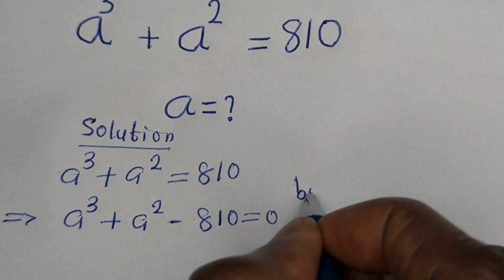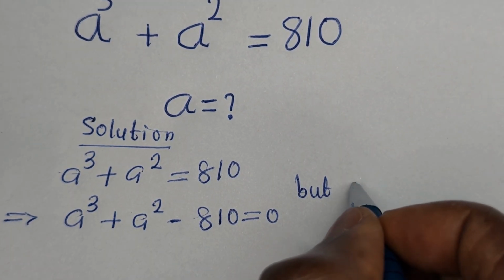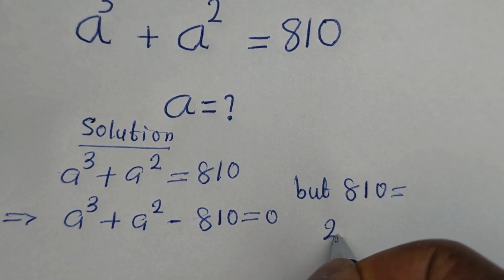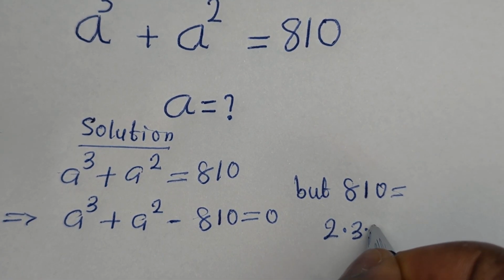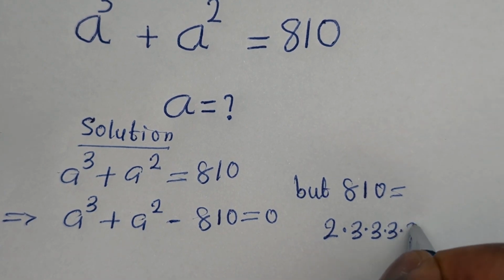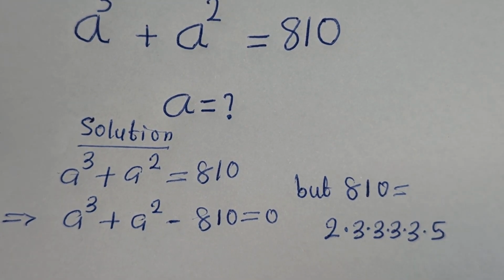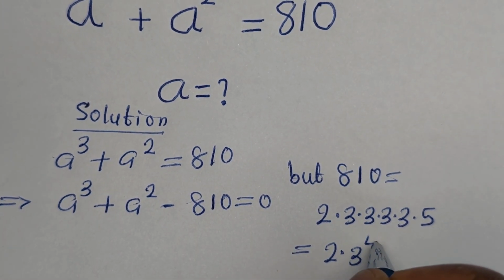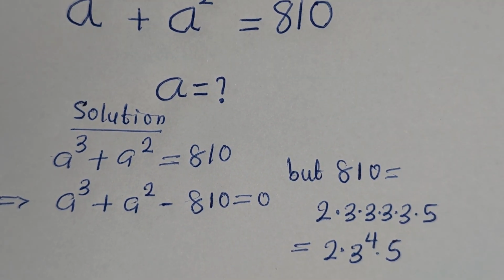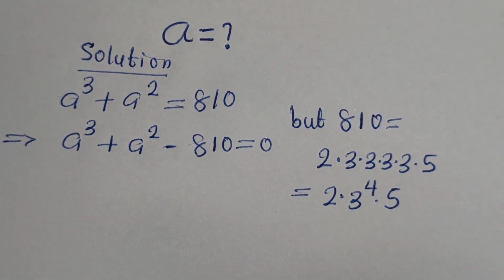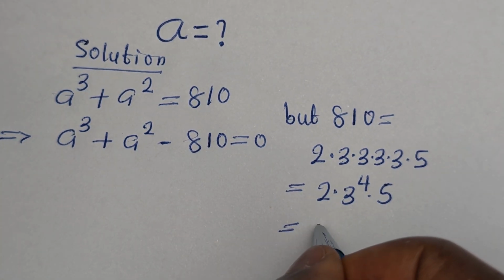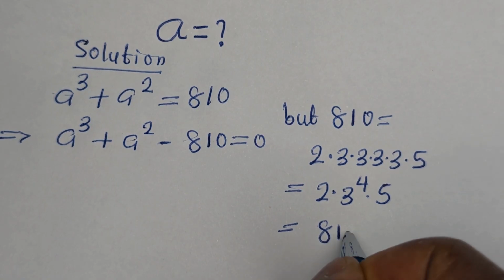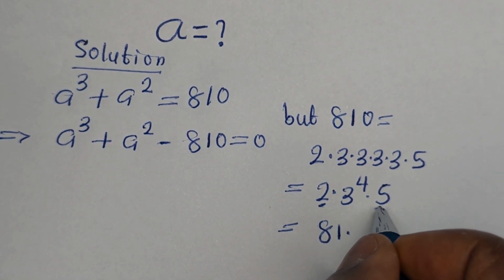But 810 is equal to 2 multiplied by 3 multiplied by 3 multiplied by 3 multiplied by 3 multiplied by 5. And this is 2 multiplied by 3 raised to power 4 multiplied by 5. And this is equal to 3 raised to power 4, that is 81, multiplied by 2 times 5, that is 10.